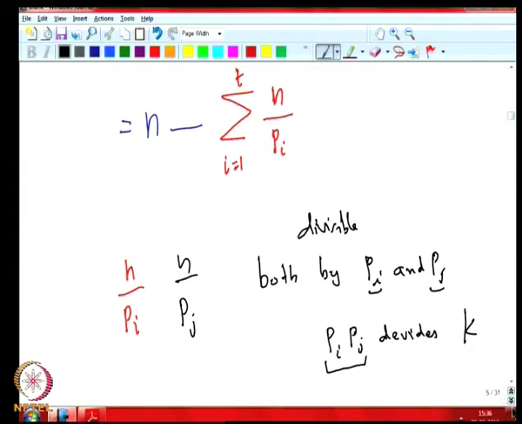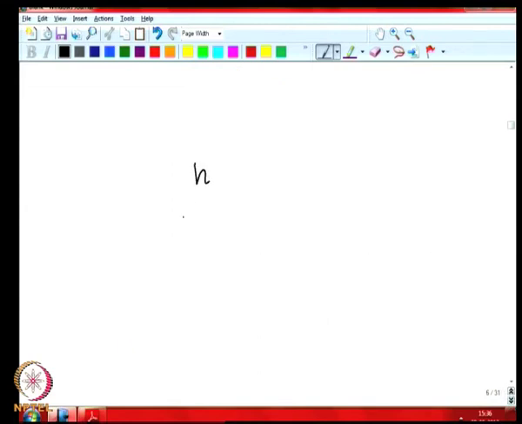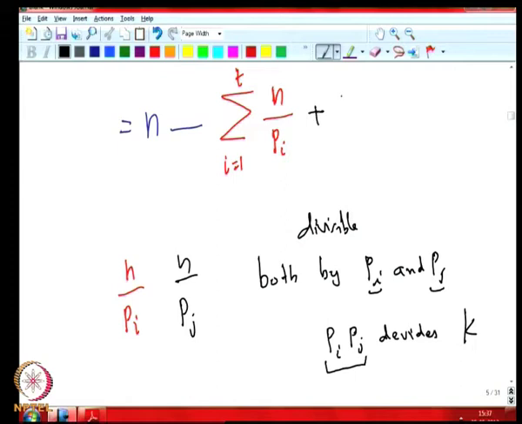So, instead of asking for the numbers which are divisible by both Pi and Pj, we can ask for the numbers which are divisible by Pi into Pj. So, this number is n by Pi into Pj. As we saw before, this is an integer because n has both Pi and Pj as factors. So, when you divide n by Pi into Pj, we will definitely get an integer. So, the next term here will be sigma over every pair i, j from 1 to t, n by Pi into Pj, right.